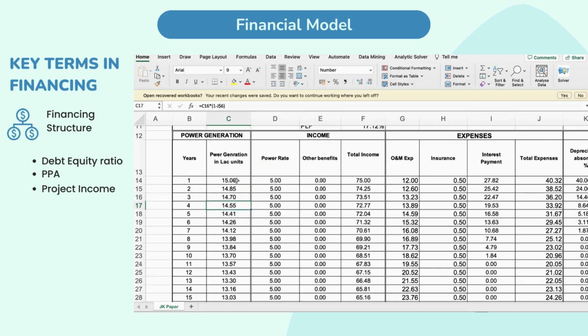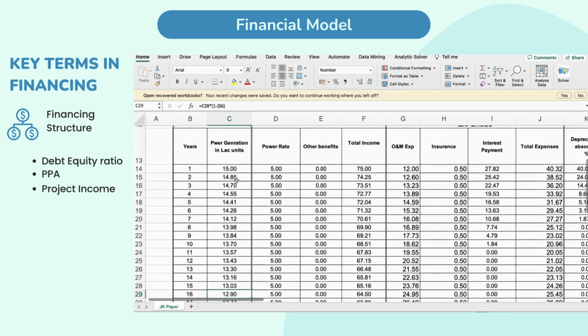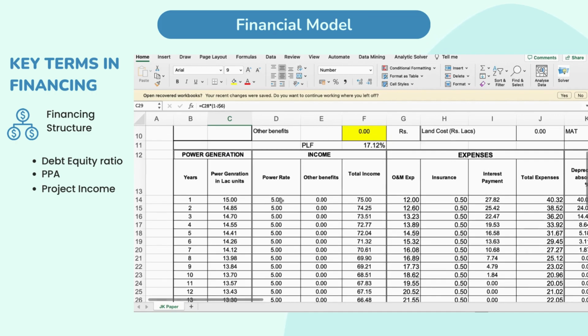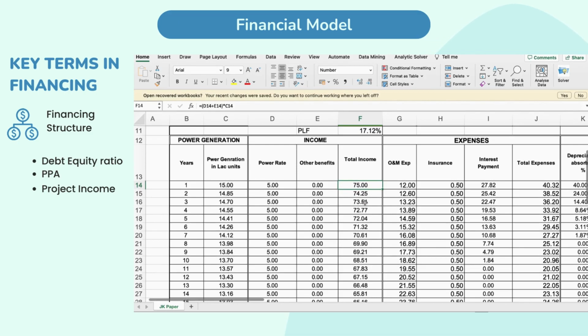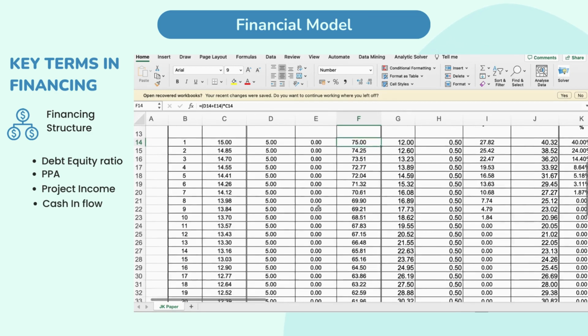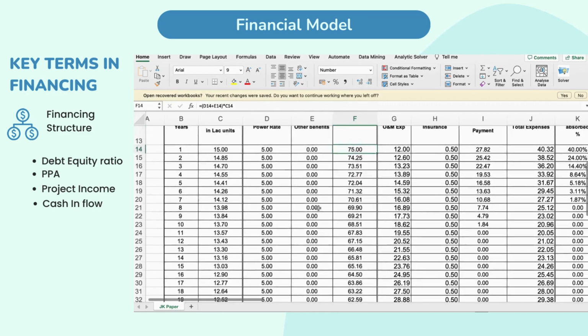So every year you can see the generation is reducing, and this is what is being reflected. And your power tariff is this. So 15 multiplied by 5, you get 75 lakh rupees as your net revenue from the project. So this section is known as the project income section, or cash inflow in the project.